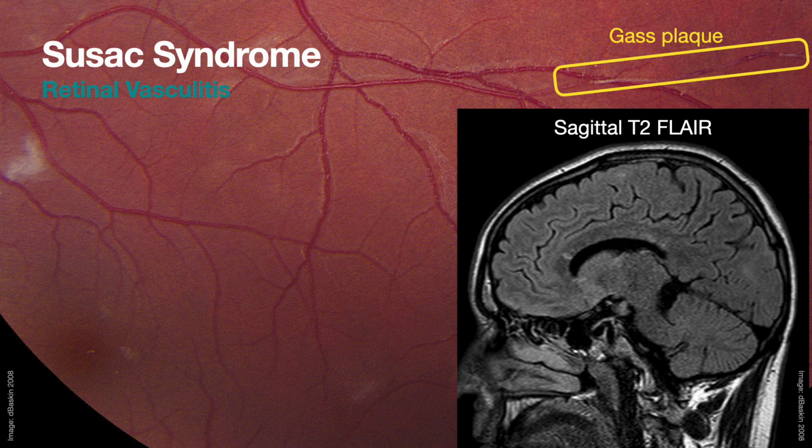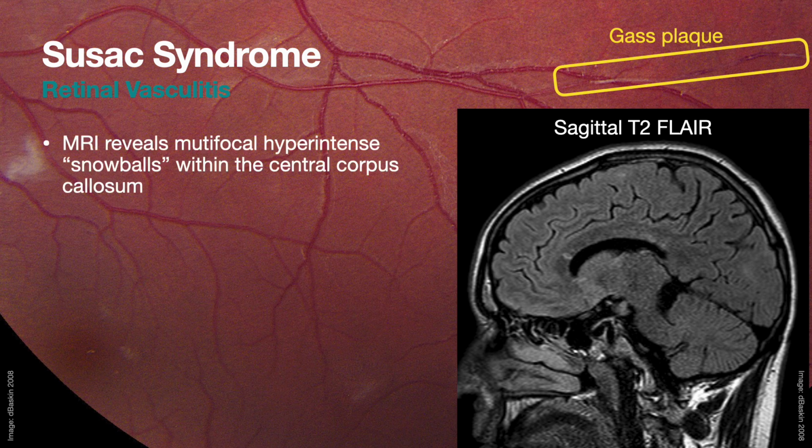Here's a Gass plaque again. And these MRI findings are pretty interesting. They look a little bit like MS, but they're a bit different. You see these multifocal hyperintense snowball type lesions within the central corpus callosum, which you can see right there.